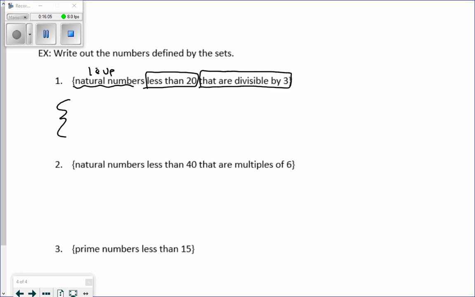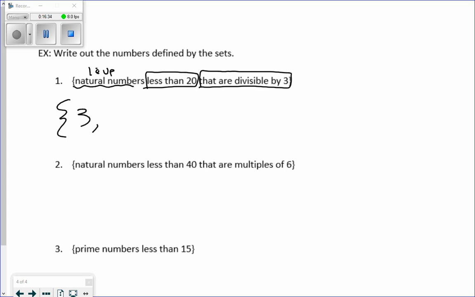Well, what does divisible by 3 mean? It means that 3 has to divide into it without leaving a remainder. So it doesn't matter if you start at the 20 or if you start at 1. It doesn't matter which way you go about this. I'm just going to start at 1 and count up till I get to 20. So is 1 divisible by 3? 3 is divisible by 1, but 1 is not divisible by 3. Is 2 divisible by 3? Is 3 divisible by 3?